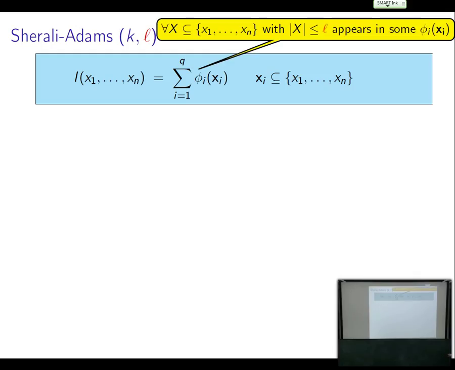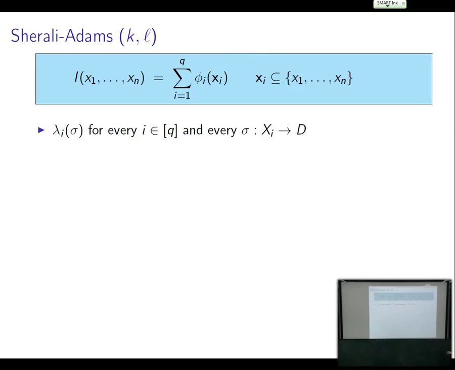This is a VCSP instance, a discrete optimization problem. The second parameter, l, is the one such that the condition is that every set of at most l variables appears precisely as the scope of one of the terms in the objective function. Think of k and l as being fixed, otherwise this linear program wouldn't be of polynomial size. So this is the l.